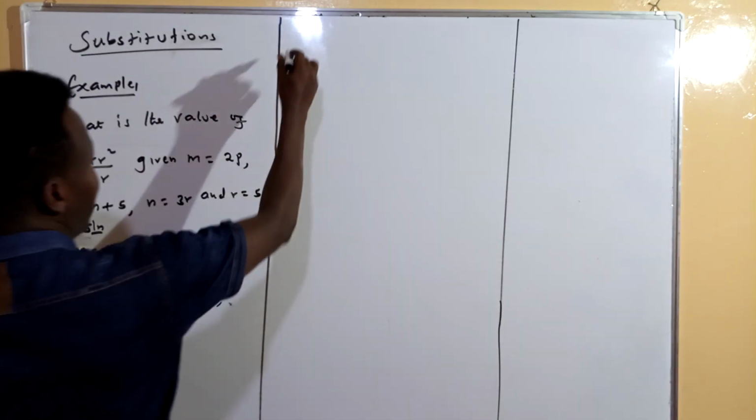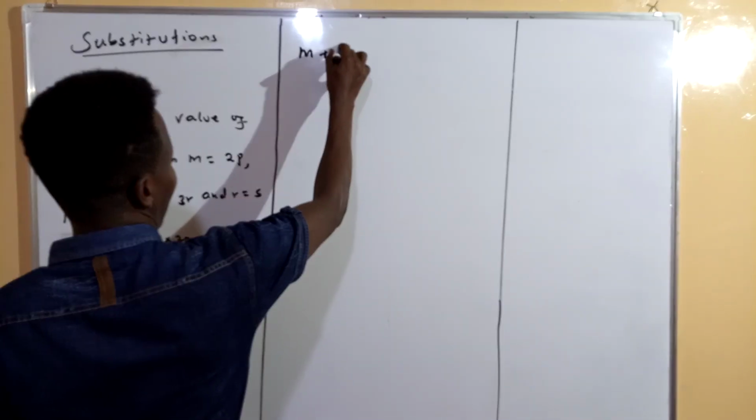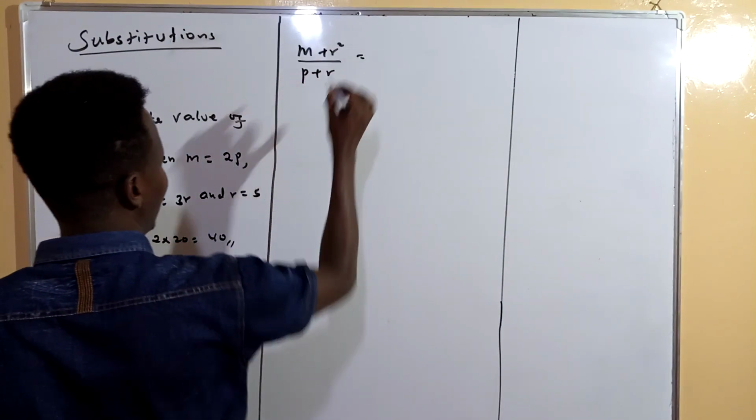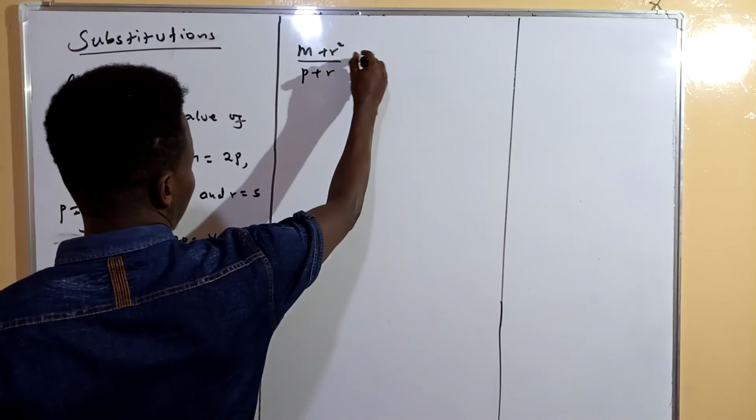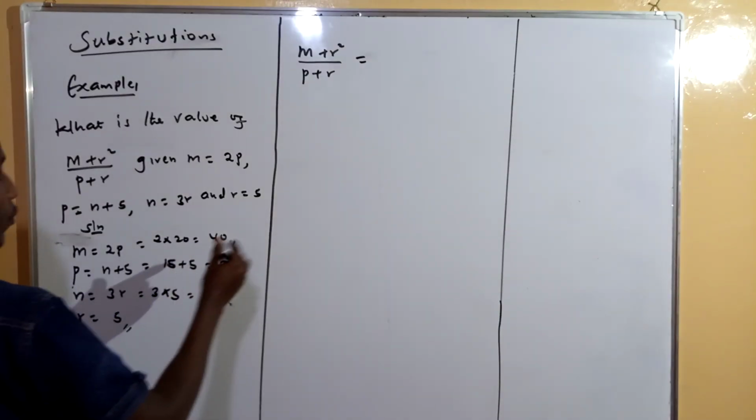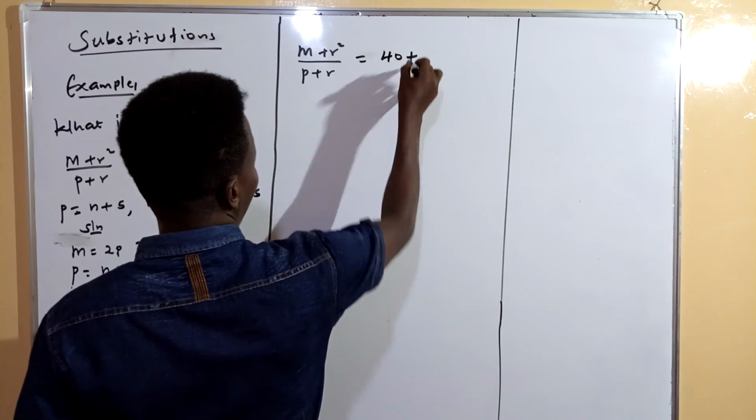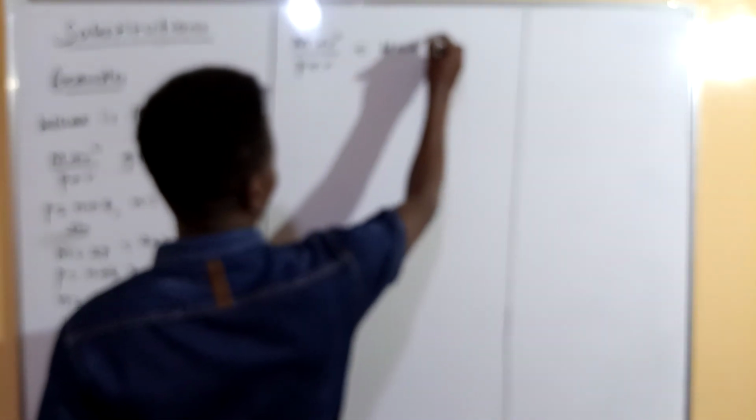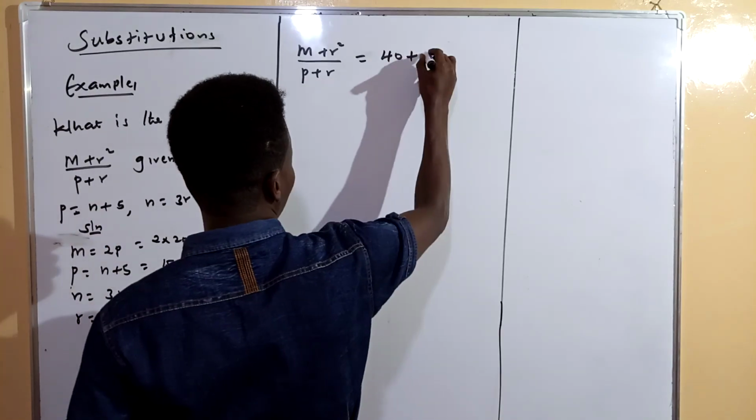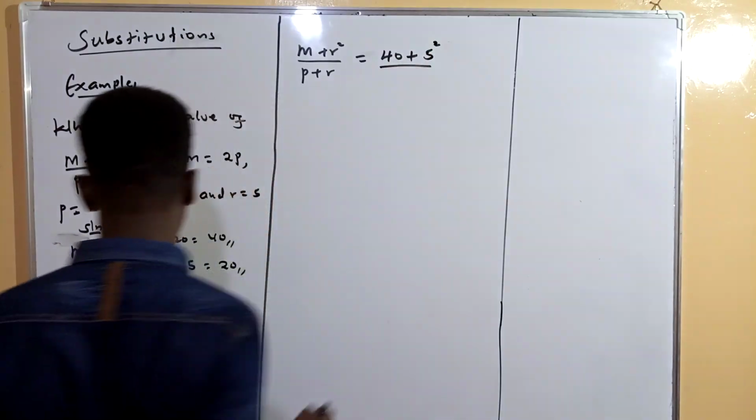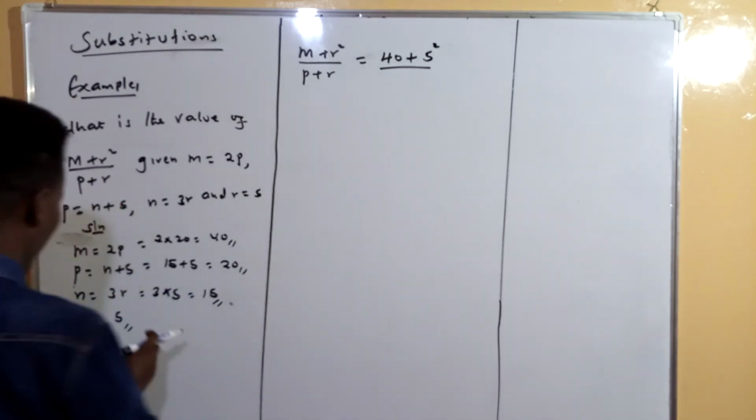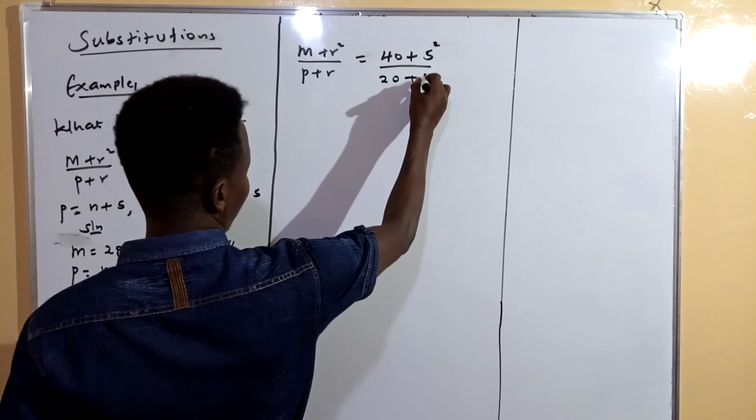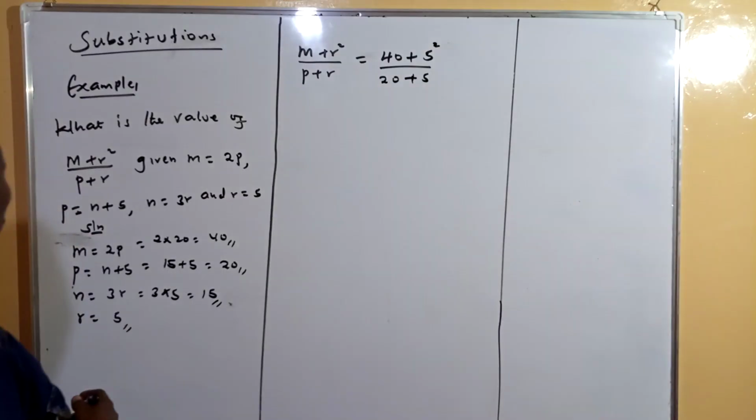Take your equation. You have m plus r squared divided by p plus r. So m is what? m is 40, plus r squared. r is 5. So we're going to say 5 squared, divided by p plus r. p is 20, plus r, which is 5.